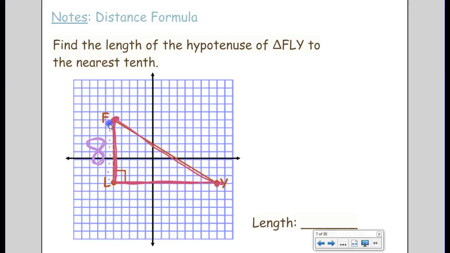Elijah, how far is it from L to Y? Almost, a couple more than that. 13. That's what I got. Is that what y'all got? 13 boxes. You count the boxes, not the tick marks, the boxes.